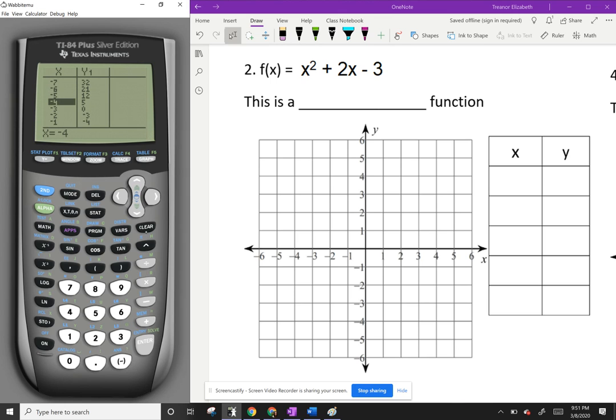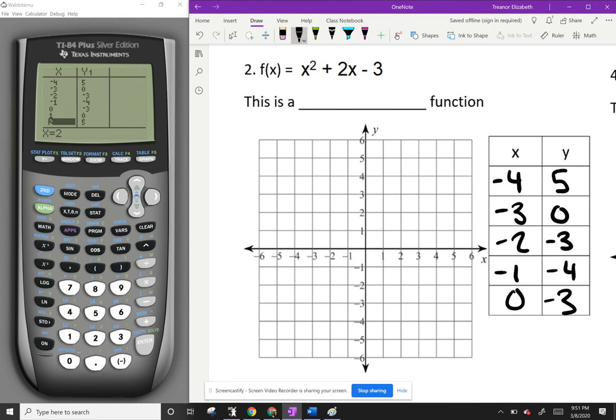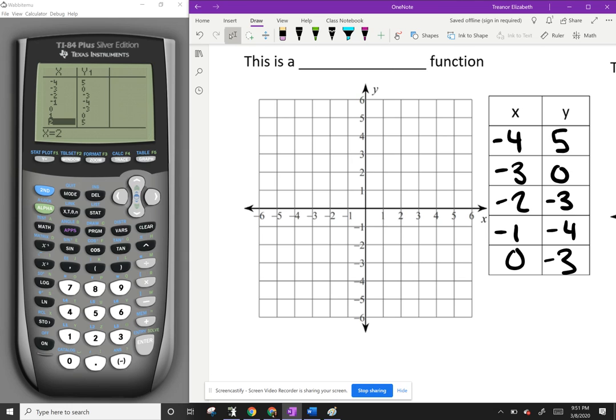So I went a little too far there. Remember, we can't go below -6. So I'm going to start with -4, 5, -3, 0, -2, -3, -1, -4. And now I got to scroll. Okay, 0, -3. And if you want to include them, the next points, just to help yourself out, feel free to. You could even go 1, 0, 2, 5.